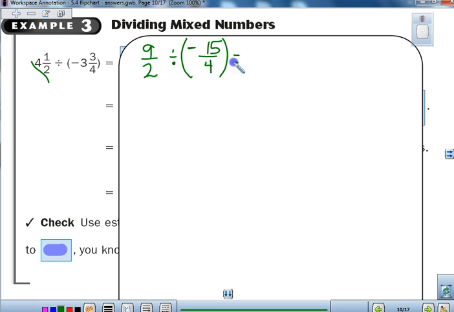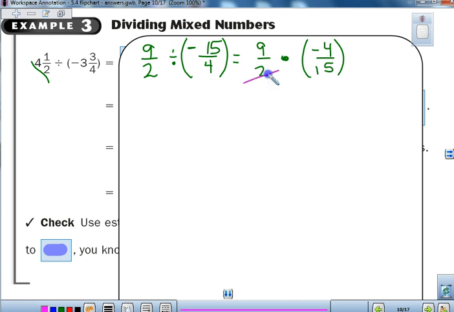Now, one of the most common mistakes that students make is that at this point they'll try simplifying as much as they can. Remember, division has to be rewritten as multiplying by the reciprocal. So we're going to change that to a negative 4/15. Again, remember, it doesn't matter if the negative is in the numerator or denominator. And at this point, we want to simplify.